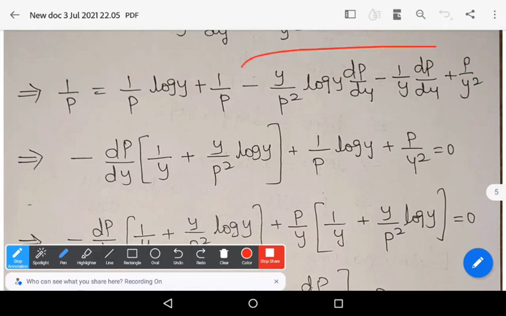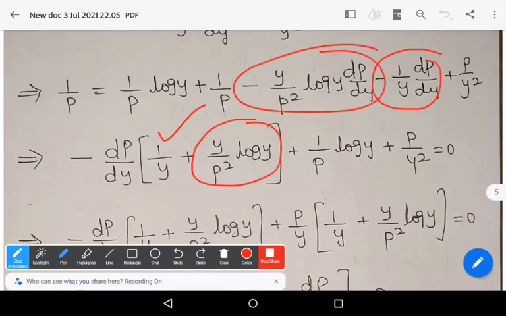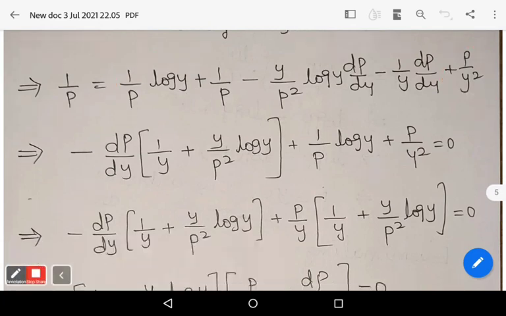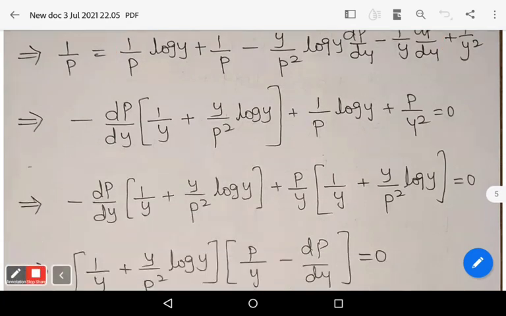Here from these two terms, I mark the terms. Please observe that. Minus y by p square log y dp by dy minus 1 by y dp by dy. Minus dp by dy is the common term. By making minus dp by dy common, from this term we get 1 by y. And from this term, we get y by p square log y. What are the remaining terms? 1 by p log y and p by y square is equals to 0. That's it.